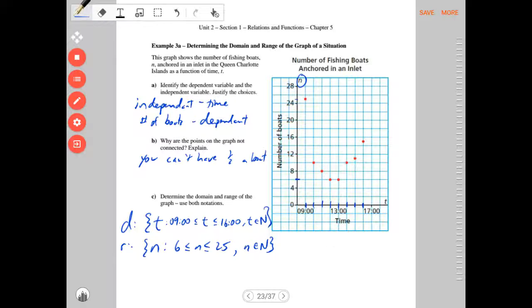Okay, in interval notation, the domain, so I can equal 9 o'clock, so 0900. Okay, and I can equal 1600 hours. The range, okay, I can have 6 boats in the harbor all the way up to 25. And because those numbers are included, I use these square brackets. Okay, so that is both notations for that one.